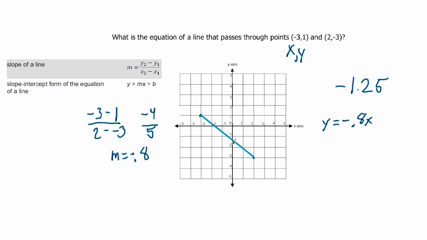If you calculated it, you could probably come up with a different number, but we're just ballparking it with minus 1.25, and that's good enough for a multiple choice question where we will just choose the closest possibility to what we came up with.